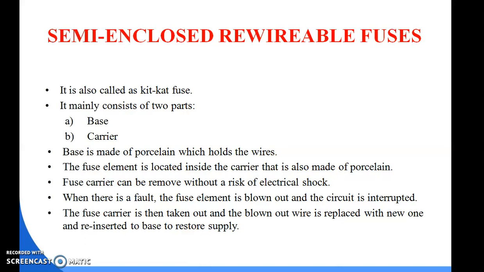When there is a fault, the fuse element is blown out and the circuit is interrupted. The fuse carrier is taken out, and the blown wire is replaced with a new one and reinserted into the base to restore supply.